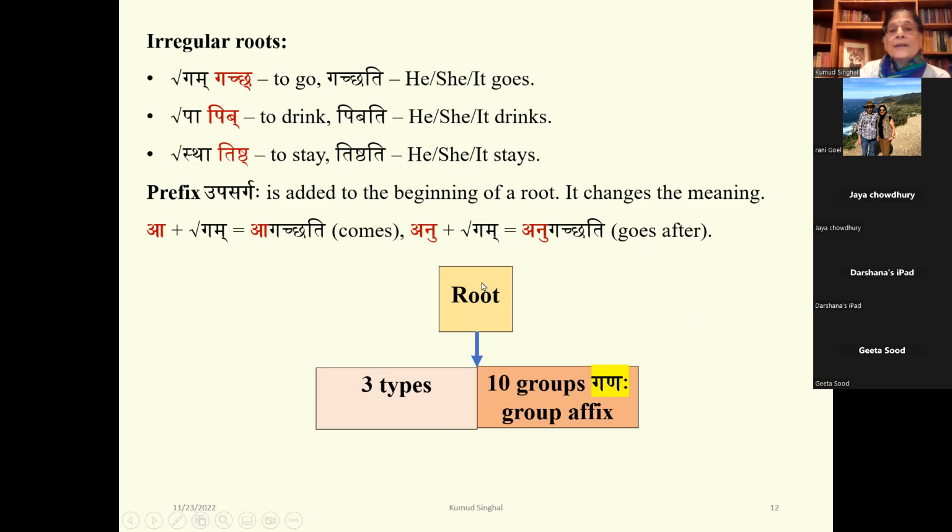So now coming back to the root or a dhatu, there are three types of dhatus. We will see that in a moment. And a dhatu belongs to any of the 10 groups. A group is called a gana.